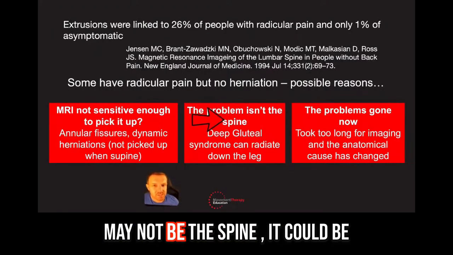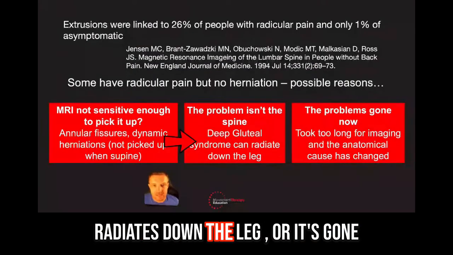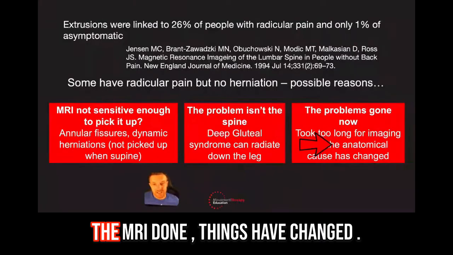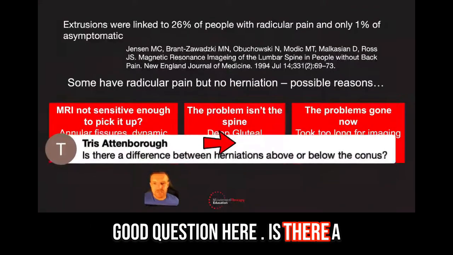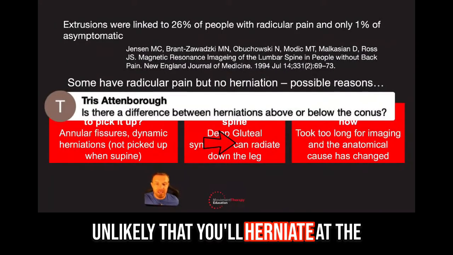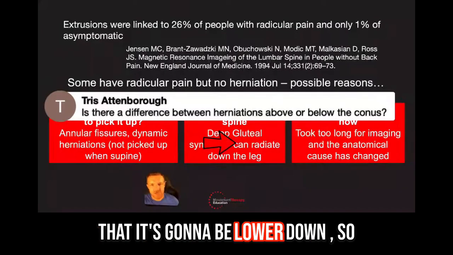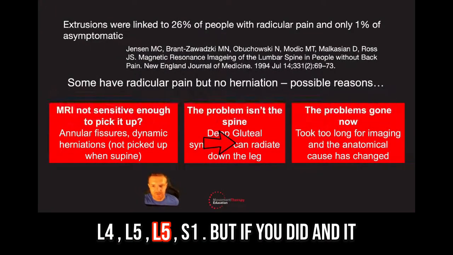The problem may not be the spine. It could be some kind of other syndrome that radiates down the leg, or it's gone now because by the time they had the MRI done, things have changed. Good question here. Is there a difference between herniations above or below the conus? It's unlikely that you'll herniate at the level of the conus. It's more likely that it's going to be lower down, so L4-L5, L5-S1.